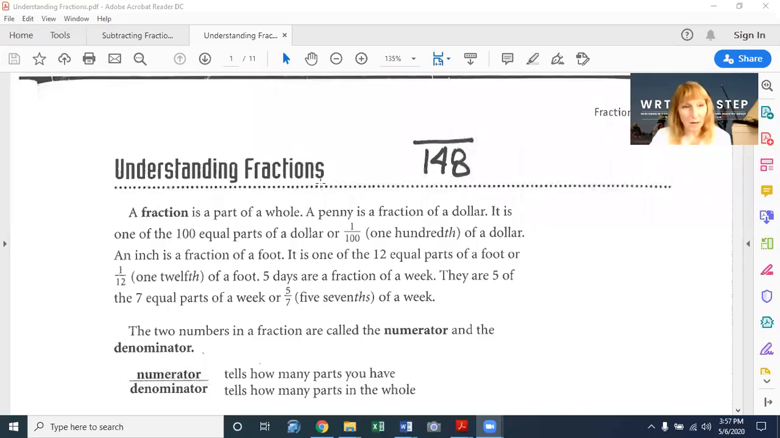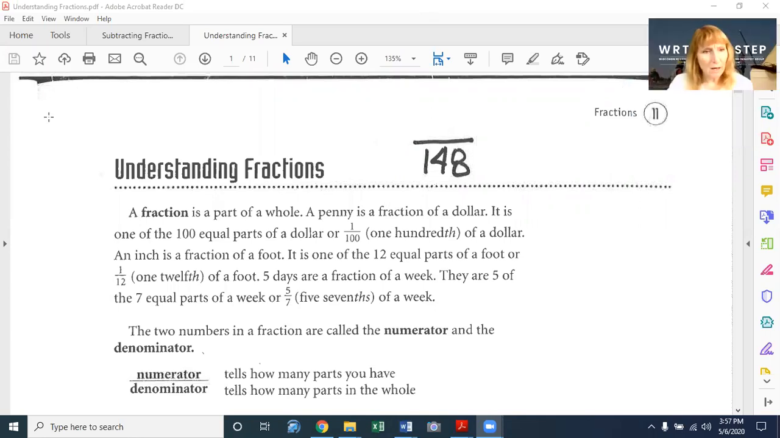I'll share my screen with you here, and this is the first packet. If you want to pause the video and get the packets, you can work along with me. That would be great. Anytime you need to pause or rewind the video, you're welcome to do that. This first packet is just getting you to understand what fractions are. So I'm going to pull up my tools here.